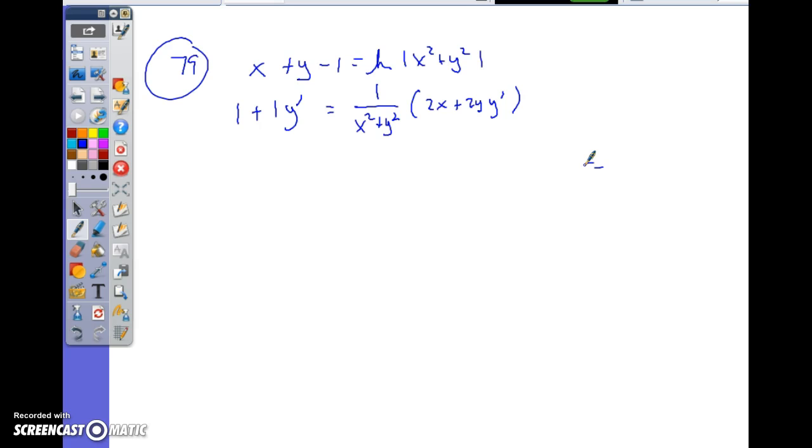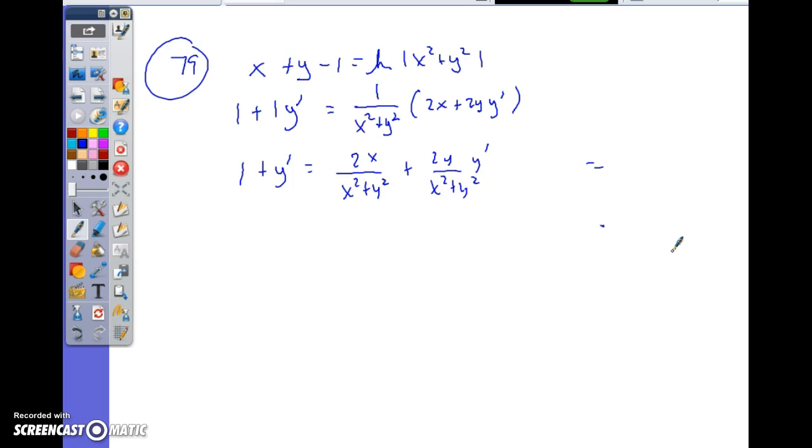So now I've got to get all the y primes on one side. Probably the reasonable way to do that would be to distribute this through. Go 2x over x squared plus y squared plus 2y y prime over x squared plus y squared. I just distributed this through, using the distributive property. I minus y prime over there and then divide by x squared plus y squared.